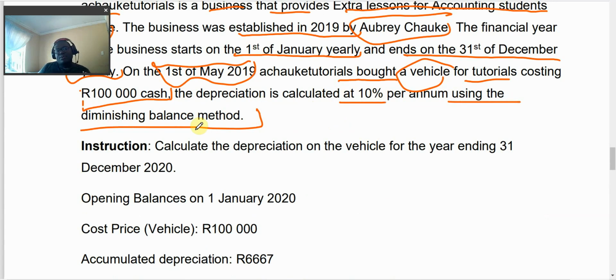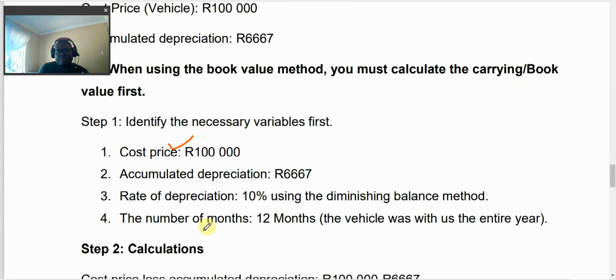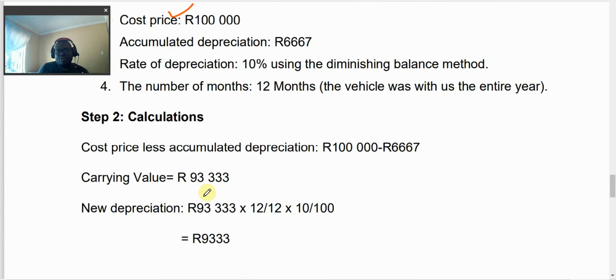As I stated before, sometimes they can use the book value method. You know, it's the same thing. Book value, worth, carrying value, same thing. Diminishing balance method, same thing. So here they're saying calculate the depreciation on the vehicle for the year ending 31 December 2020. So it means our financial period starts from the 1st of January.